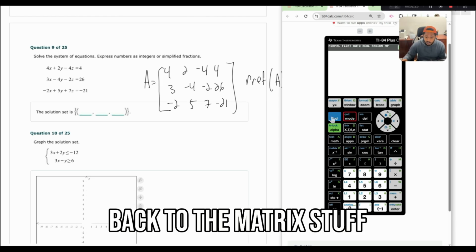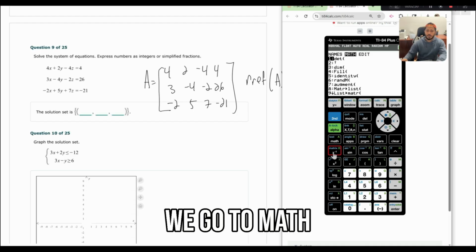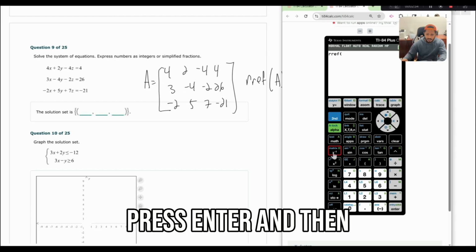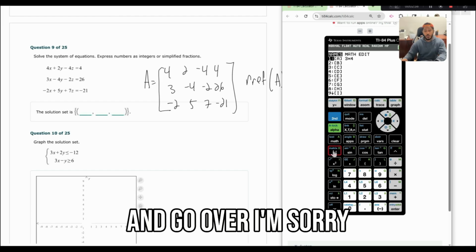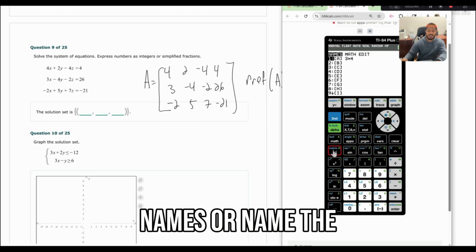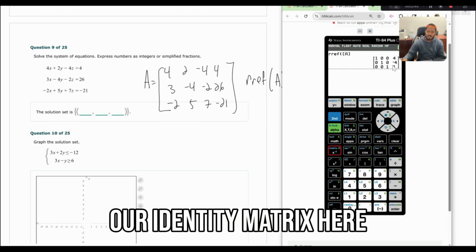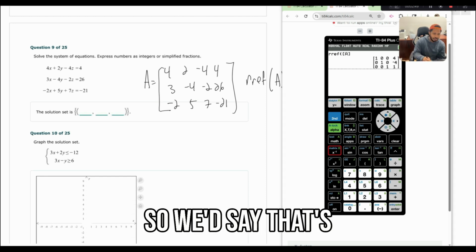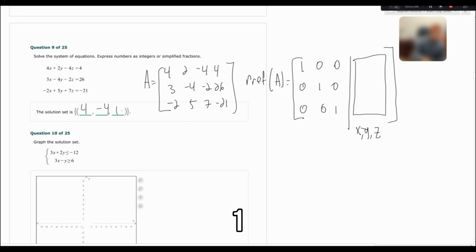Then we go back to the matrix stuff, right? So second matrix, to get to RREF, we go to math and go all the way down, right? Remember, it's the one with the 2 R's, right? Press enter, and then now we need to put the matrix in there, right? So second matrix again, and go to names here, right? Name the matrix. And then press enter. And so now notice our identity matrix here, and then whatever's on this side, 4, negative 4, 1, would be our solution set. So we'd say that's where they meet up, 4, negative 4, 1.